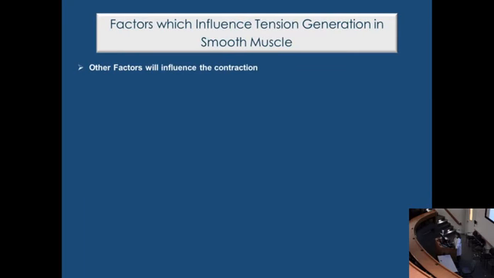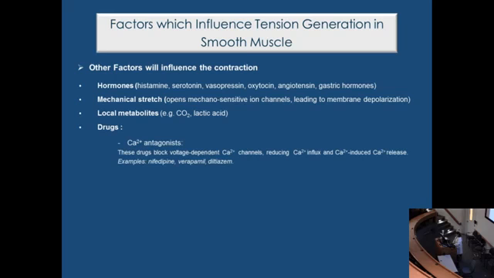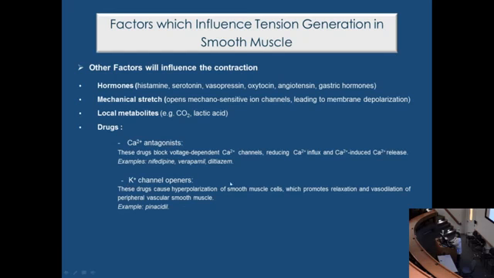Okay, here I have listed other factors that will influence contractions, another type of hormones, as I mentioned before: oxytocin, vasopressin, histamine. But we also have mechanical stretch, which will usually open mechanosensitive ion channels that will lead to membrane depolarization. We also have local metabolites and drugs. In terms of drugs, I think you review and you know that some calcium antagonists or potassium channel openers will result in relaxation of the smooth muscle.